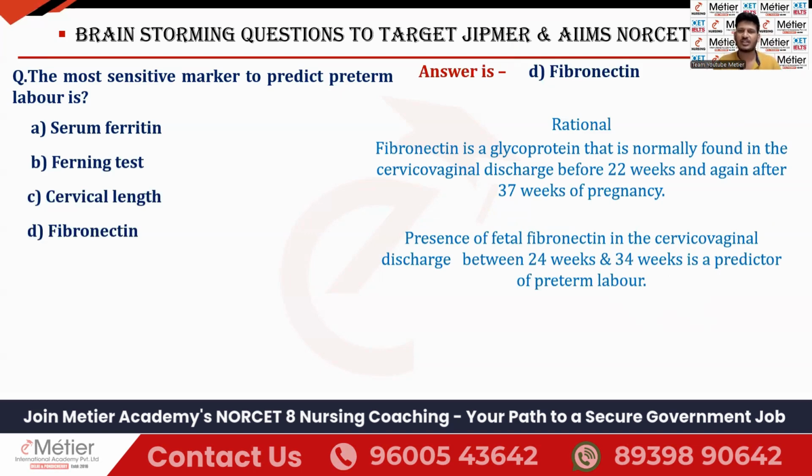And the second important point is presence of fetal fibronectin in the cervicovaginal discharge between 24 weeks and 34 weeks is the predictor. Predictor means it is the indicator of the preterm labor. That is before 37 weeks, especially in the 24th week to 34th week, if this fibronectin is present in the cervicovaginal discharge, we can confirm that there is a chance for preterm delivery. So it is considered as what? Sensitive marker for the preterm delivery.